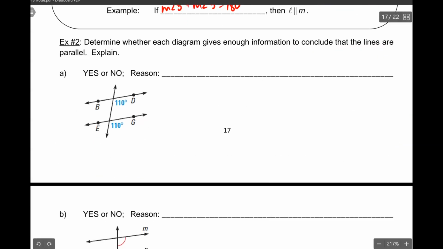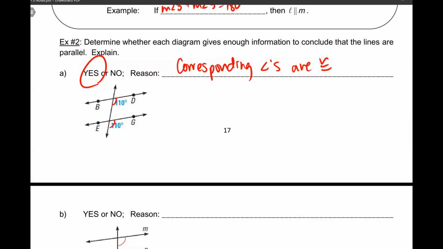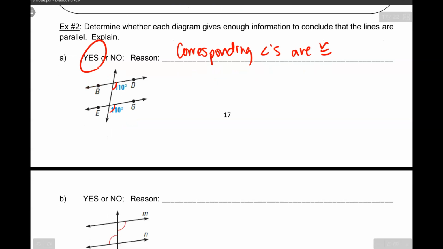All right, determine whether each diagram gives enough information to conclude the lines are parallel, and then explain. So here, I have 110 degrees here, 110. So yes, there is enough information to conclude. The reason is because corresponding angles are congruent. And we know if corresponding angles are congruent, then the two lines must be parallel.